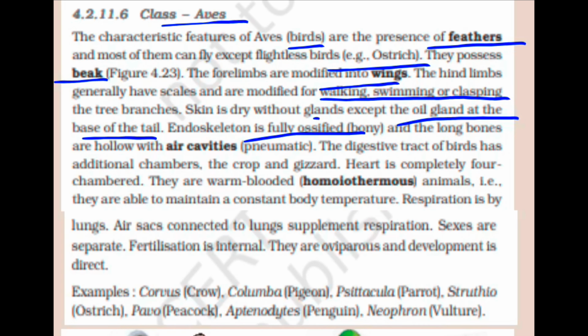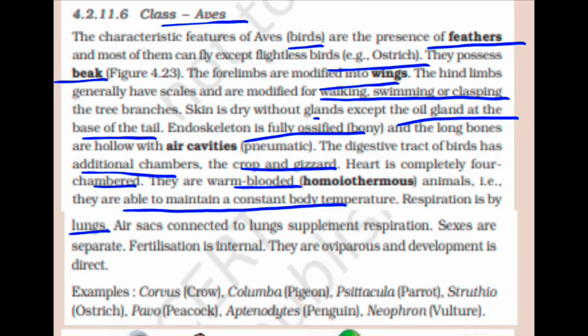The digestive tract of bird have additional chambers, crop and gizzard. Heart is completely four-chambered. They are warm-blooded, means homeotherm. They are able to maintain constant body temperature. Respiration is by lungs. Air sac connected to the lungs supplement the respiration. Sexes are separate. Fertilization is internal. They are oviparous as they lay egg.